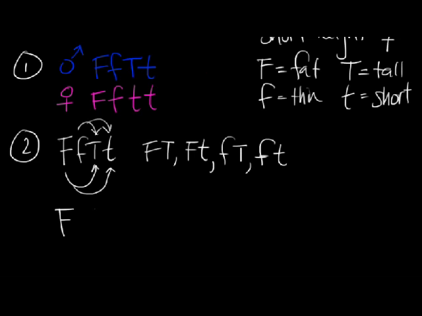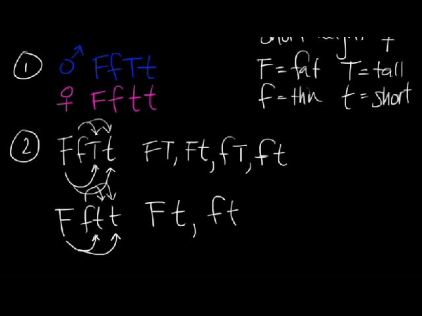For the female, we have big F, little t. Now, if you notice, there's a duplicate on our second one here, big F, big T. Because we already have one, we don't need to write any duplicates down. And it's going to be the same thing for here. We're going to have a duplicate, so we only write one of them.